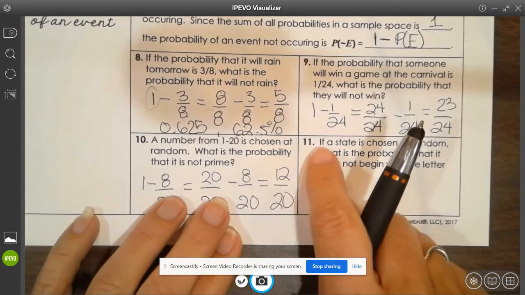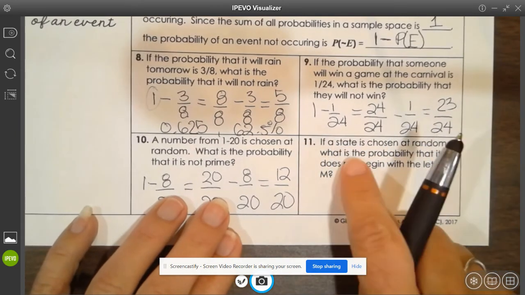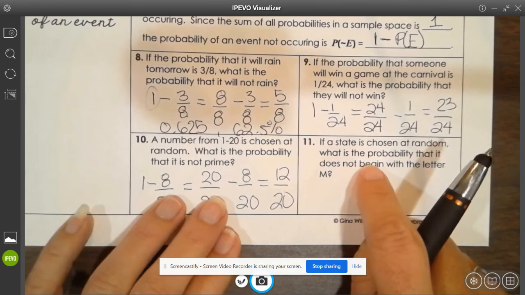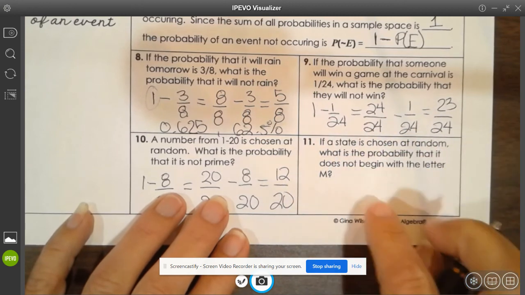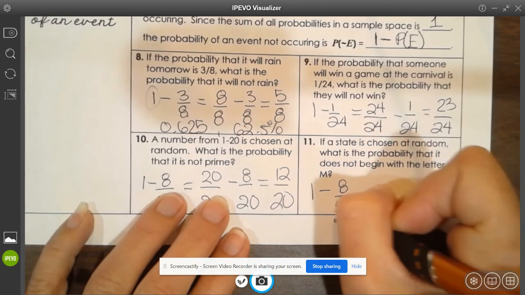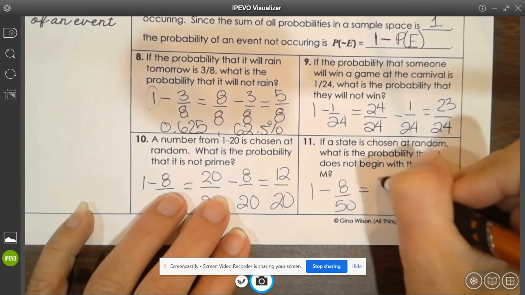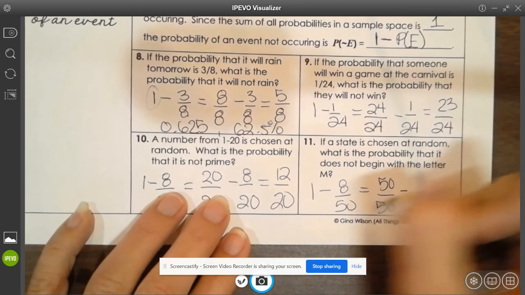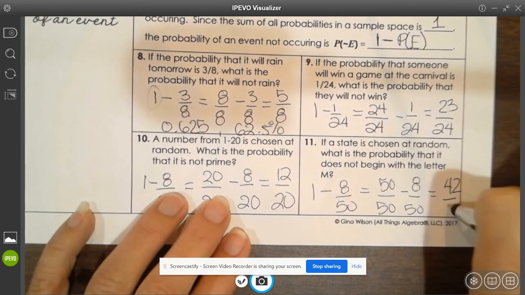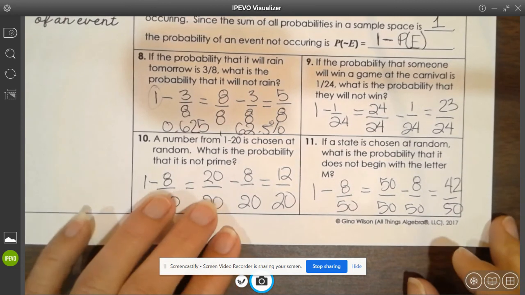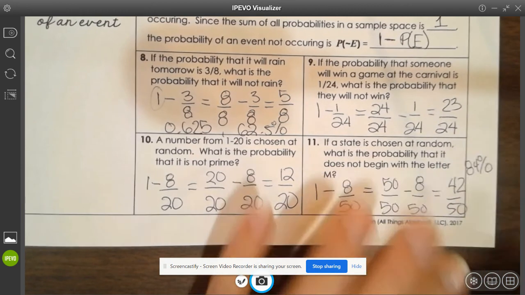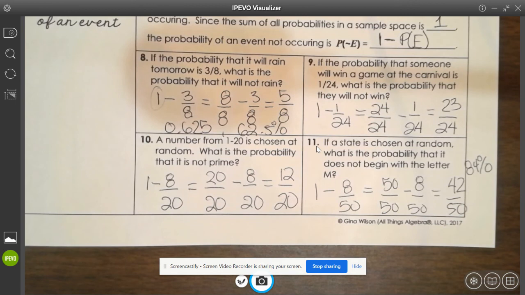All right, simplification. If a state is chosen at random, what is the probability that it does not begin with the letter M? Well, I already found this, but it's 8 over 50. There are 50 states. So 1 minus 8 over 50, and then you get the denominator 50 over 50 to be able to subtract that fraction, and then you get 42 over 50, and then you divide this into a decimal, and you get a percent of 84%. Okay. All right, so that is the complement. All right, I hope this helps.